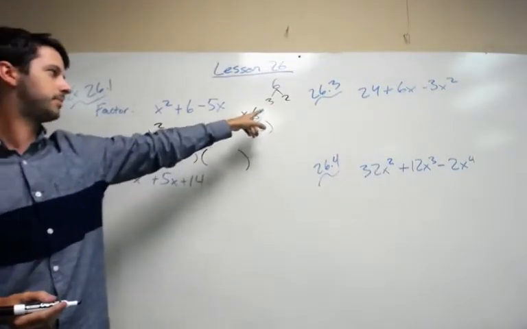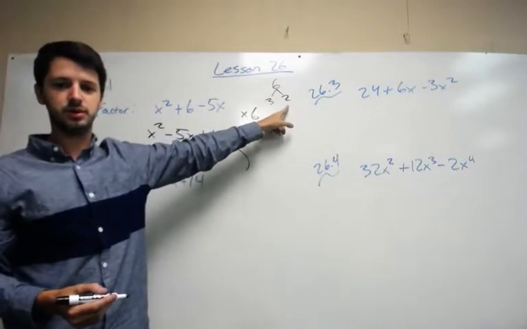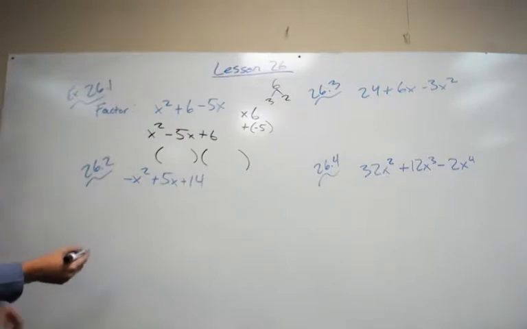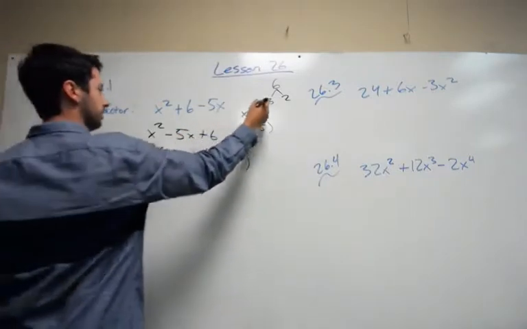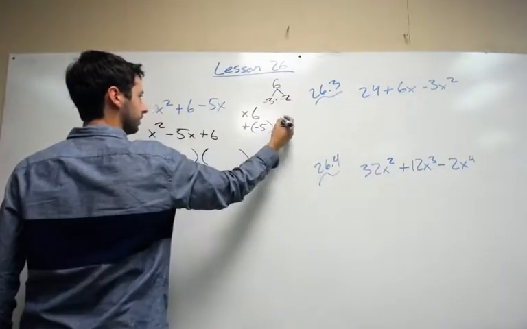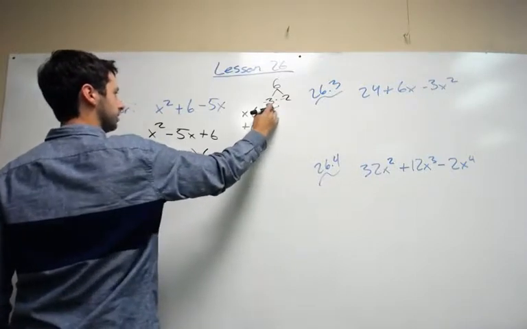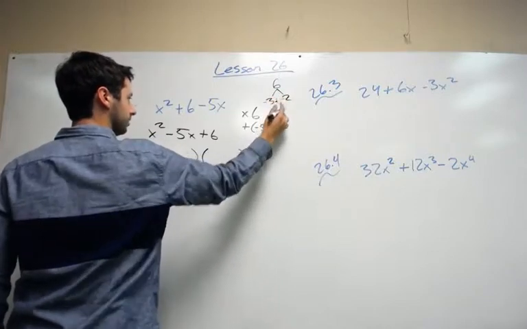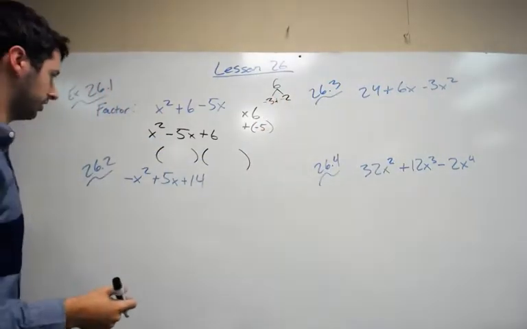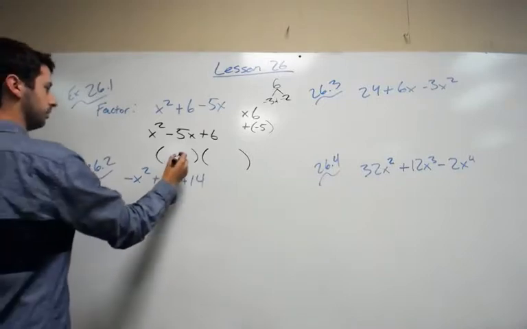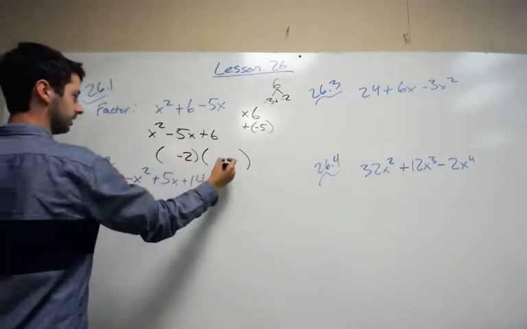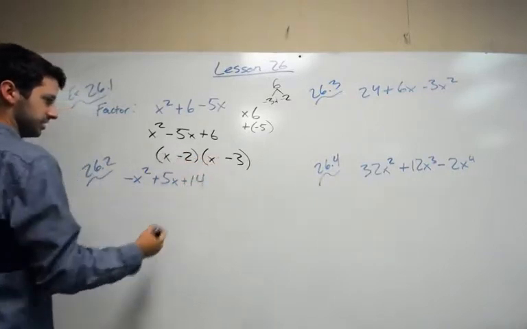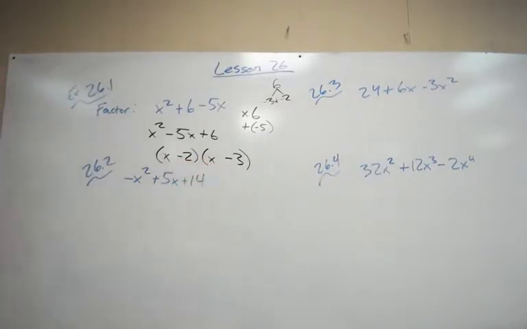However, if you add positive 3 and positive 2, you would get positive 5. So what we need to do is say negative 3 and negative 2. When those are multiplied, you would get positive 6, but when you add them together, you would get negative 5, which is what we're looking for. So you would say negative 2 and negative 3. And then your first part in each one is always just the x. You just put the x first.